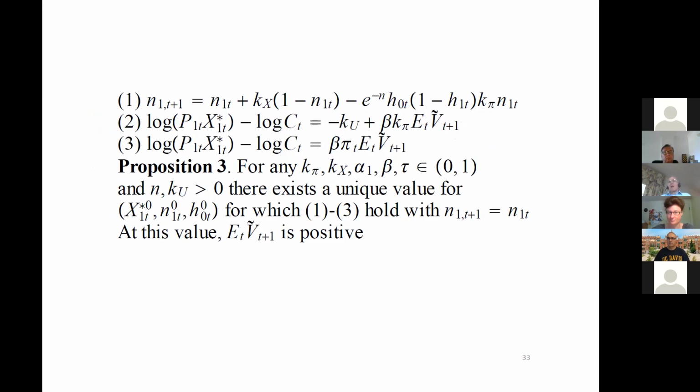So the three key variables are N1, this fraction of the population that's unskilled; X1 star, this productivity cutoff whereby people who are unskilled decide whether they are not going to bother trying to produce good one, but look for something else; and H naught, which is the fraction of the unskilled who try to create new goods. And so one of the propositions in the paper is there exists a unique value for those three variables.